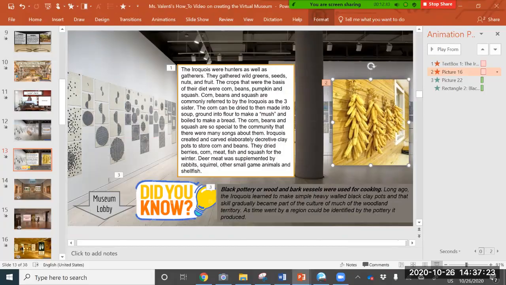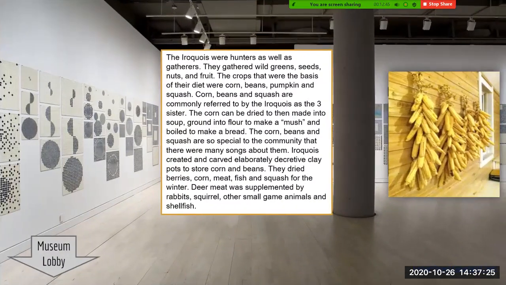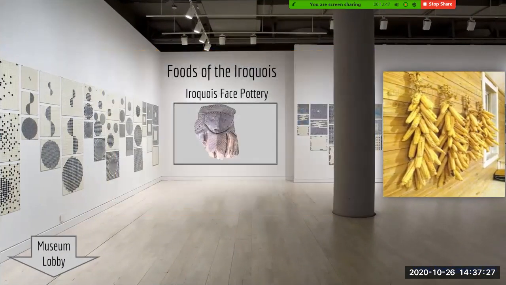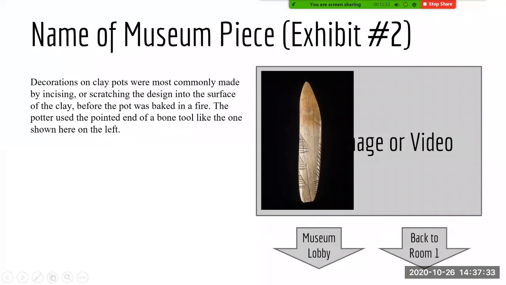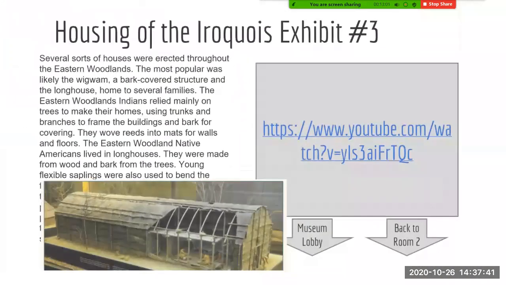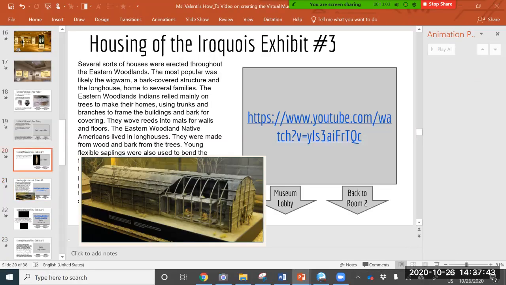Okay, now let's see if that works. So I'm in the museum, my information disappears, my did you know pops up. I go to click on the bone knife, and then I am in the bone knife exhibit. If you remember, you can get the background off of the bone knife pretty easily. I'll show you how to do that one more time.